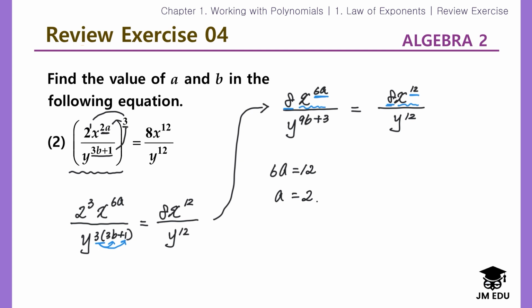Now we have 9b plus 3 is equal to 12, right? So 9b plus 3 is equal to 12. Subtract 3 from each side, that's 9. So b is equal to 1. So a is equal to 2 and b is equal to 1.